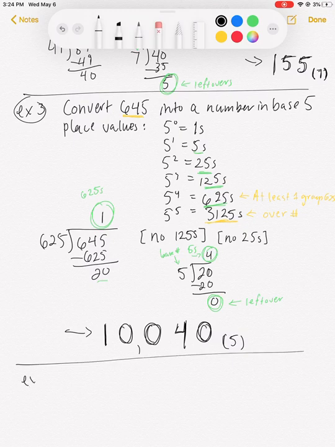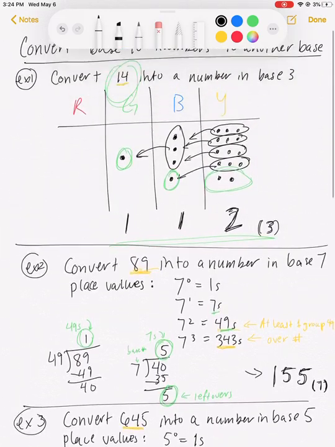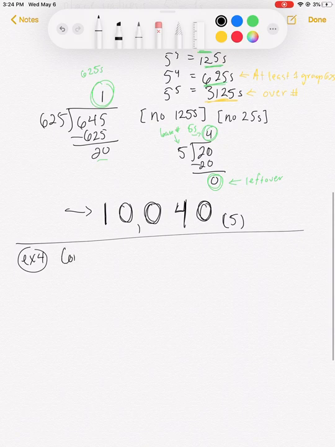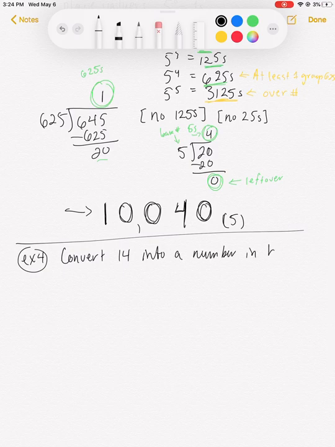This example number 4, I'm going to go ahead and check what I did up here using the abstract way. Convert 14 into a number in base 3. Okay, and if you know how to do this already, go ahead and pause the video and try it out to verify what the answer is using the abstract method. And then resume when you're done.